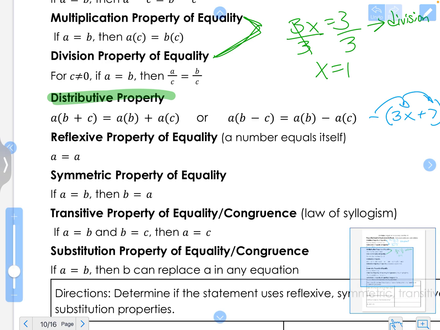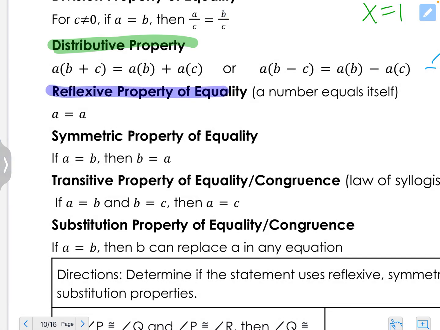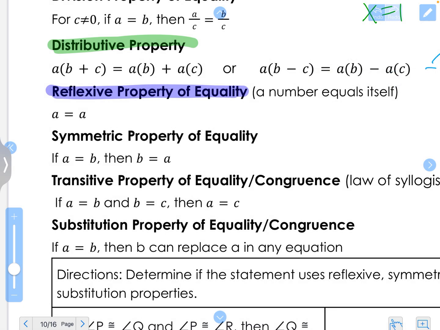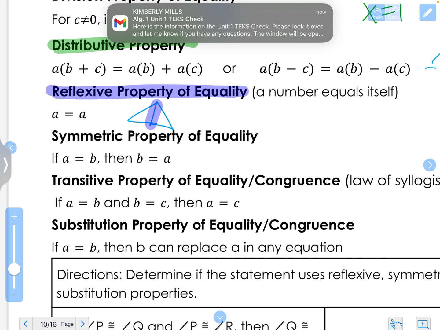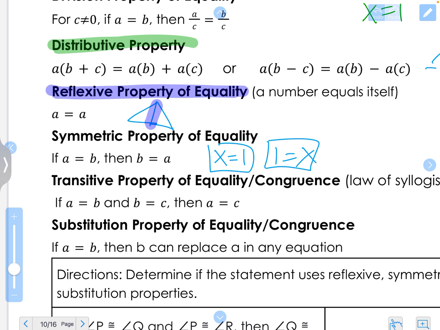And now we've got a couple of others that are new that we really haven't talked about before that we're going to use a lot in geometry. So our reflexive property of equality means that a number equals itself. So we typically see this in diagrams where we have two triangles next to each other, and this side right here is the same side for both triangles, so it equals itself. Our symmetric property, usually x equals 1, is the same thing as 1 equals x. And so that's all we mean by symmetric property.